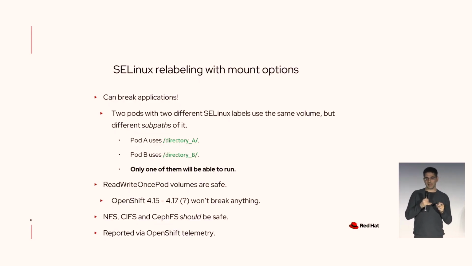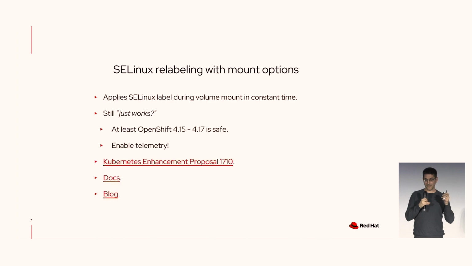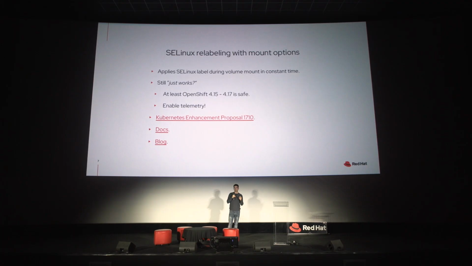And if you use NFS, Samba, or CephFS, we have ways to mount them into 2 pods with 2 different SELinux labels. So even when we extend this feature to these shared file systems, it should be fine even if we use this mount option. So we are fixing Kubernetes. It will mount volumes instantly with the right SELinux label.